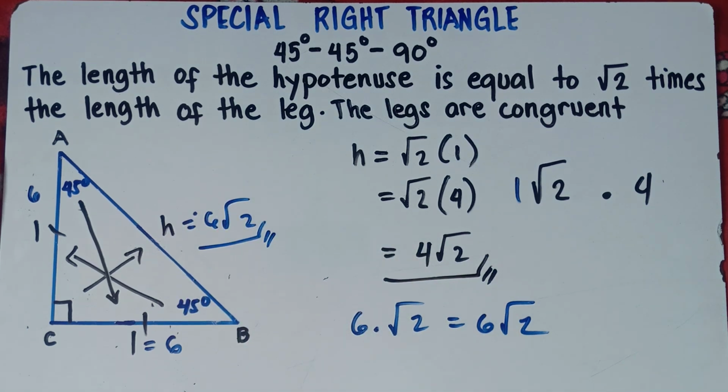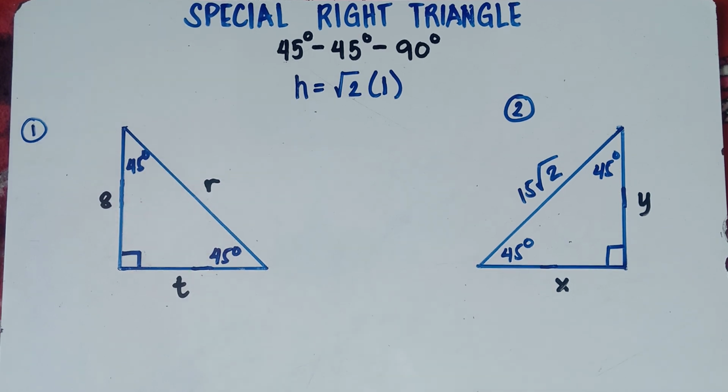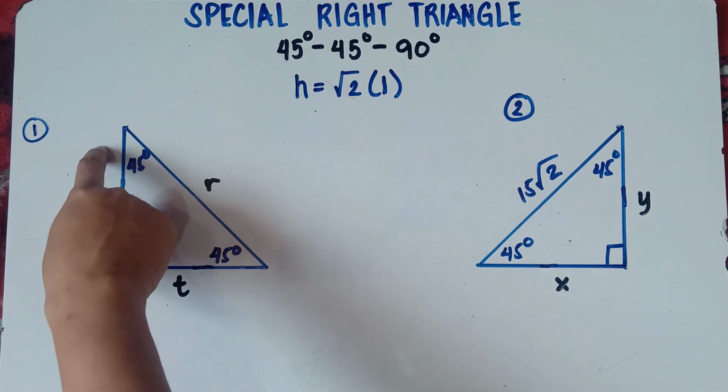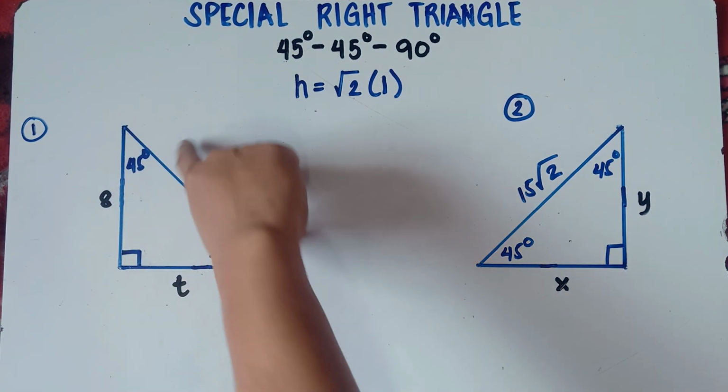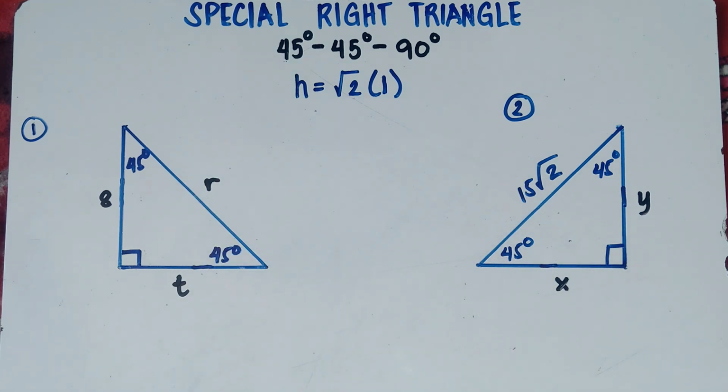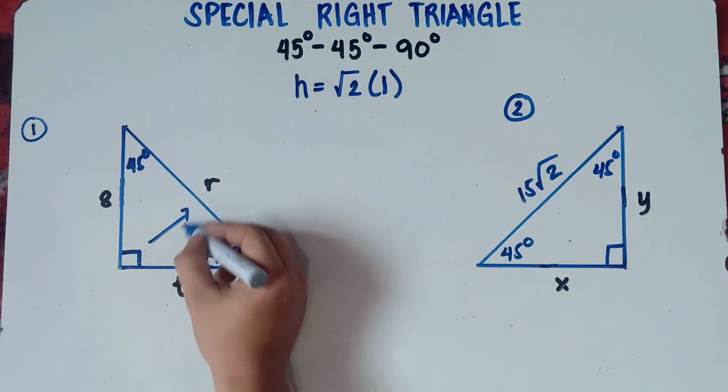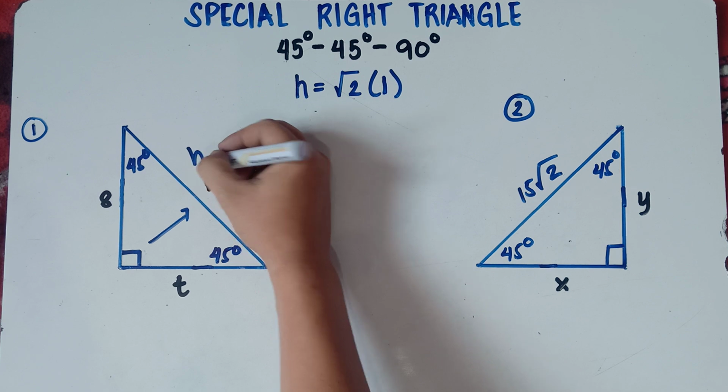So let's try more examples, class, then later on we will have more complicated examples for you to really understand the 45-45-90 degrees angle. Okay, let's try more examples. Alright, so example number 1, we have a given side of 8 and we're told to find T and R. Once again, this R is the hypotenuse, opposite of this 90 degrees angle.